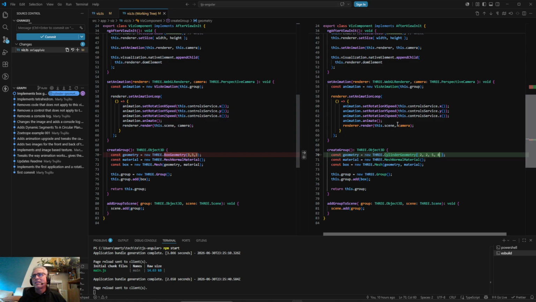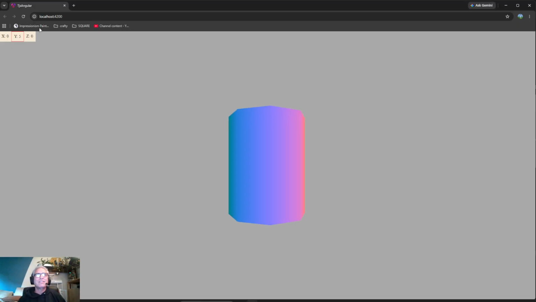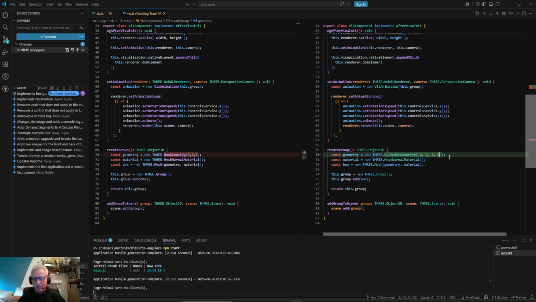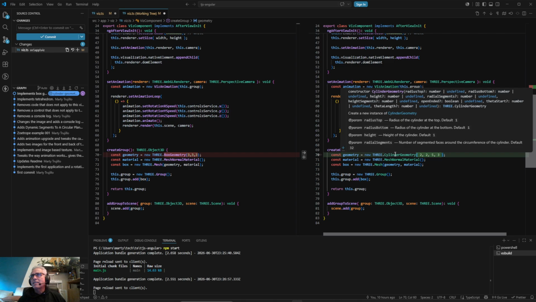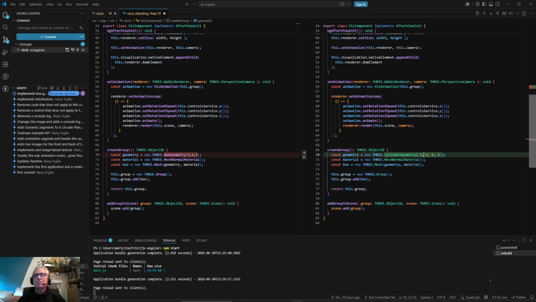So what is a 6 or 8? Let's try 4. I wonder if a 4 is basically like a square. Oh, it is like a cube. Can you do 5? For some reason I was thinking, what if you do 3? I don't know. Actually, I don't even know what all the arguments are. So radius, oh, radius to, oh, so you can have two different radiuses.